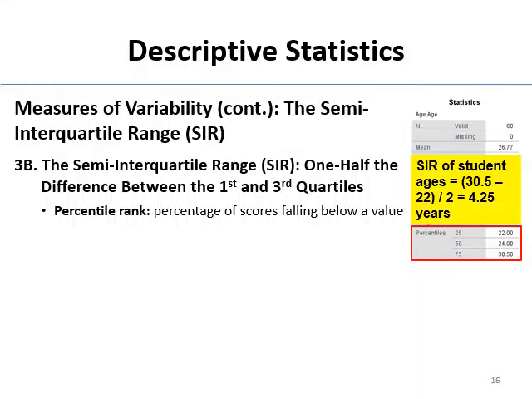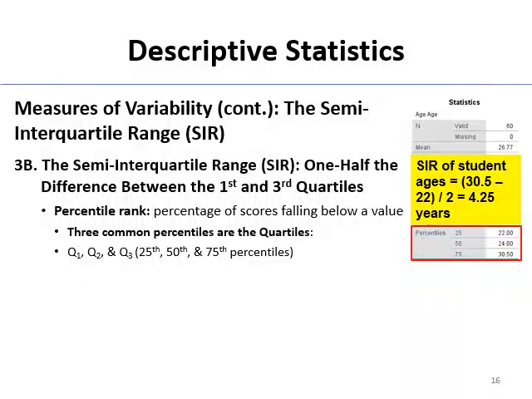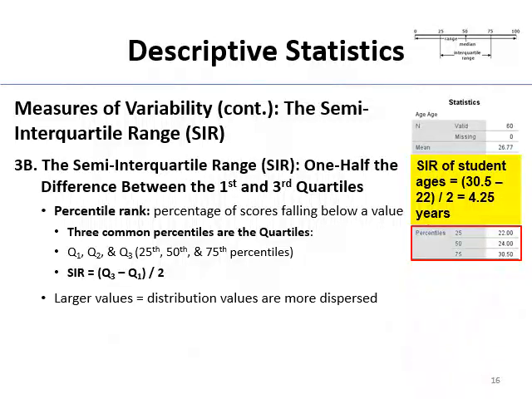So what is a percentile rank? Percentile rank is the percentage of scores that fall below a value. So 25% of scores fell below 22, and 75% of scores fell below 30.5. There are three common percentiles, the quartiles. Q1, Q2, and Q3 are the 25th, 50th, and 75th percentiles. And again, the actual formula for your semi-interquartile range is Q3 minus Q1, divided by 2.